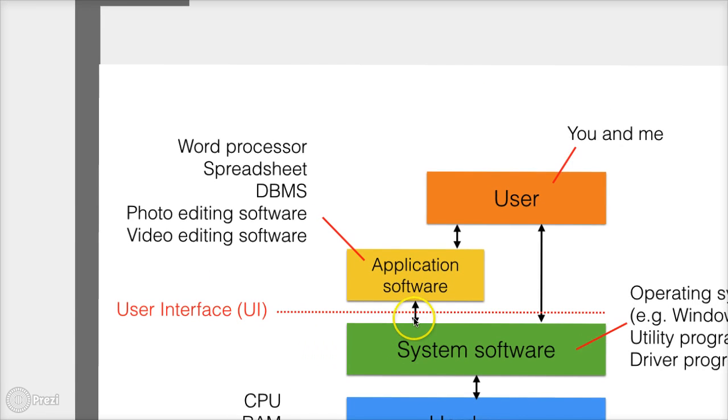And in between the application software and the system software will be the user interface, or called the UI. It is this interface, the UI, the user interface, that separates the user and application software from the complexity of the computer hardware. So this UI is really important in modern computing. If we have a good user interface, then the computer will be very easy to use. If the UI is not well designed, then the computer will be very difficult to use.